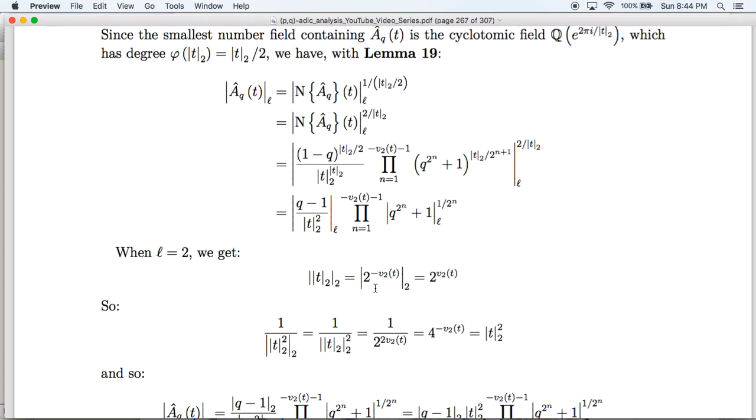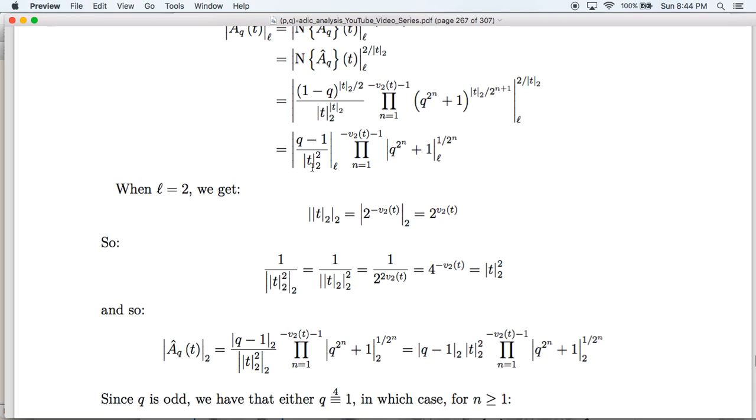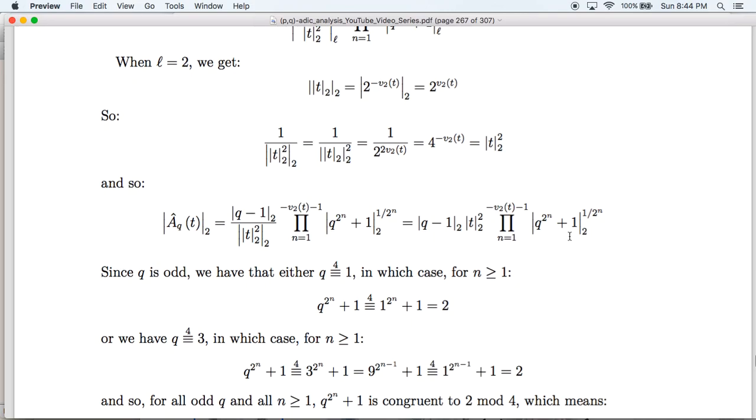t_2 is going to be a positive power of 2. So applying the 2-adic absolute value again will give us a negative power of 2. And so we then get that this denominator is going to become big, and we're left with this thing. And now we just do a little bit of elementary number theory to deal with this quantity.